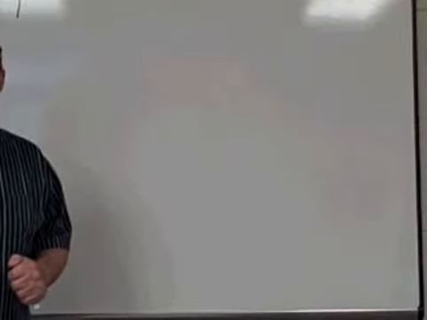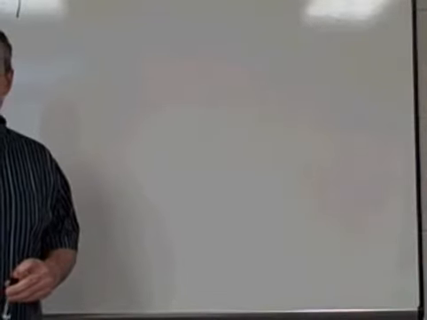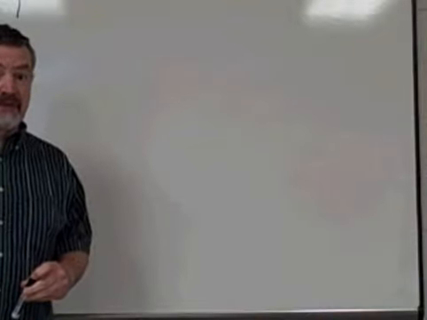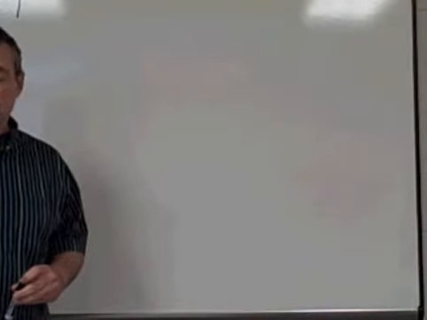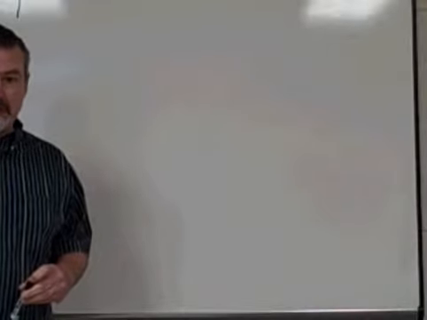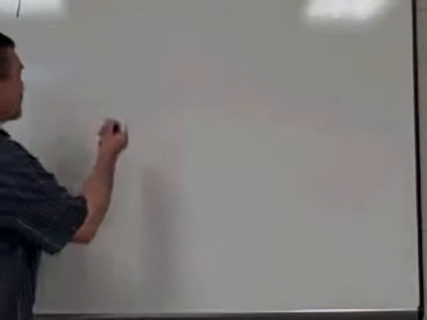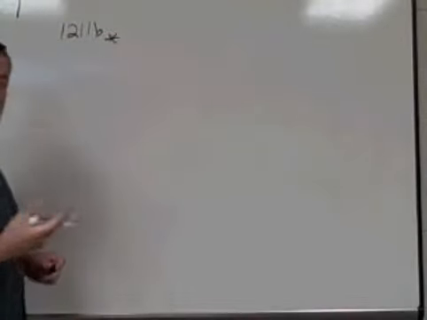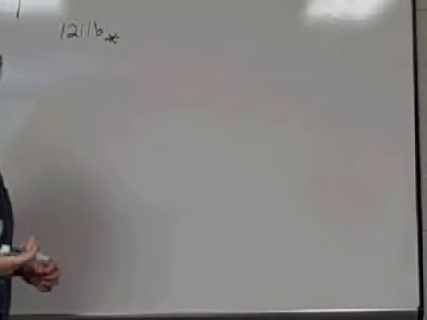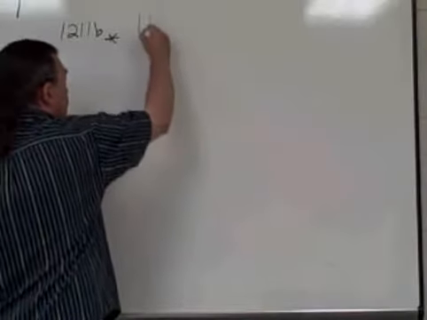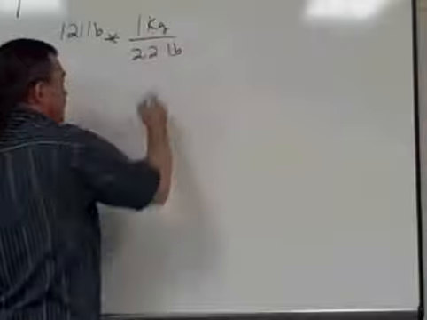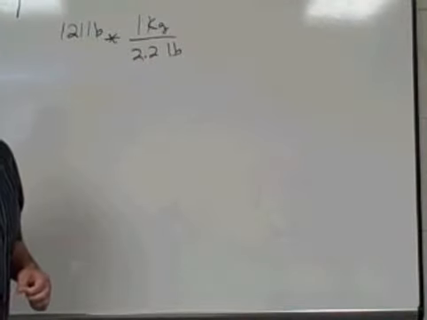This particular information we have tells us that the drug is being administered based upon the patient's weight, and in particular upon the patient's weight in kilograms. We've been given the patient's weight in pounds. So the first thing we'll want to do is convert that patient's weight from pounds to kilograms. And 1 kilogram is equivalent to 2.2 pounds.